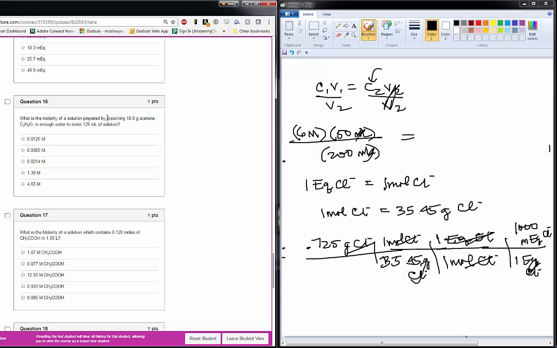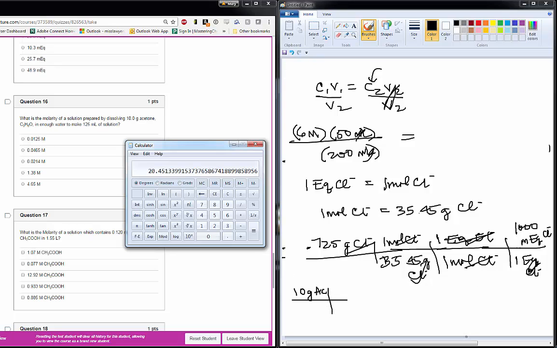Here we're making a solution. They want to know molarity. Molarity is moles per liter. And they have kindly given us grams and milliliters, so we have to do some extra work here. But if I've got 10 grams of acetone, and I want moles, I need the molar mass. C3H6O is 3 carbons plus 6 hydrogens plus 1 oxygen, 58.08 grams per mole. It's going to go on bottom.